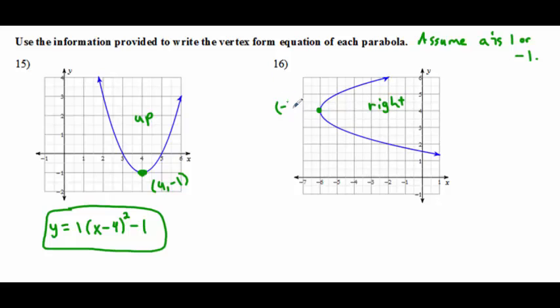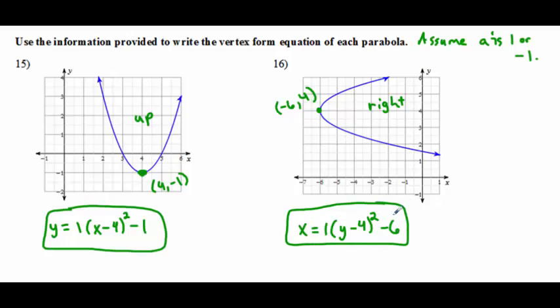The vertex is negative 6, 4. Since it opens right, instead of y equals, we put x equals. Right is positive, so we put positive 1. In my parentheses, I put y, and so I'm not going to put the negative 6 in. I have to put the 4 in right here. Yeah, the 4 in. And so that's our answer.